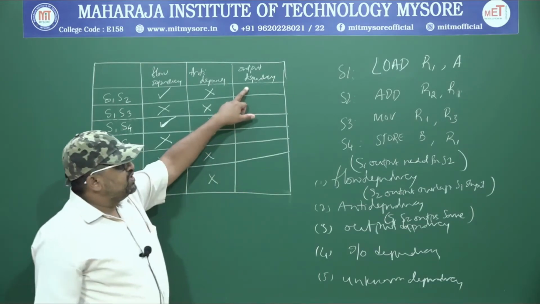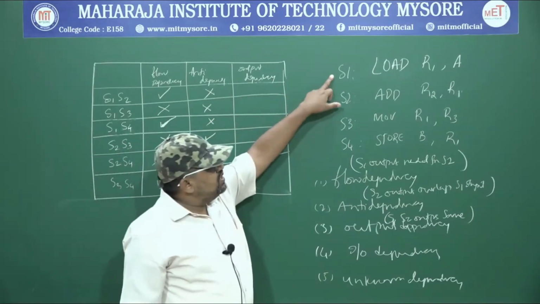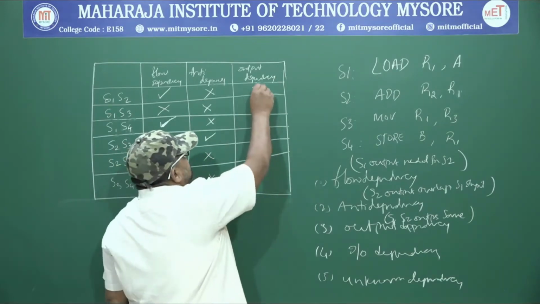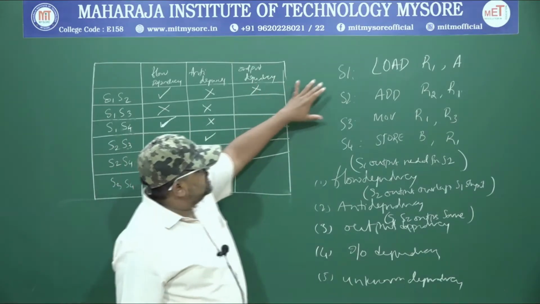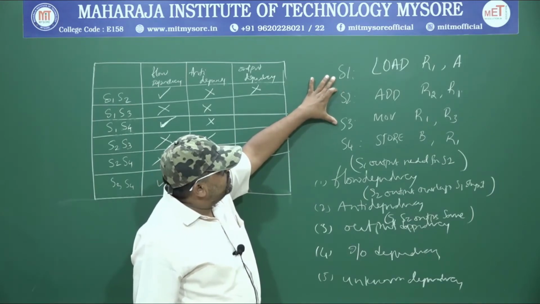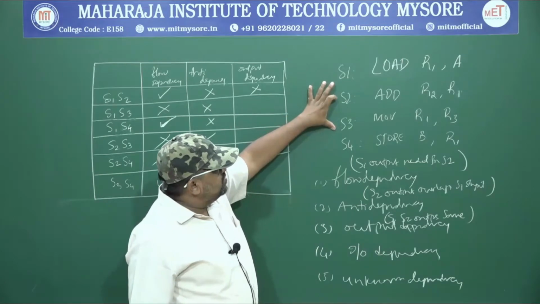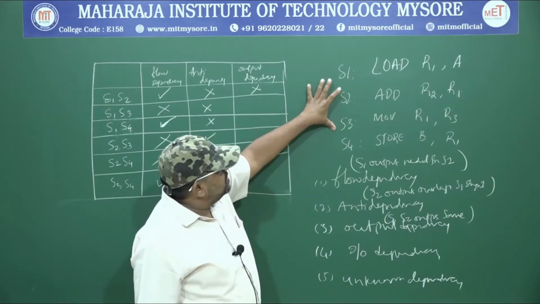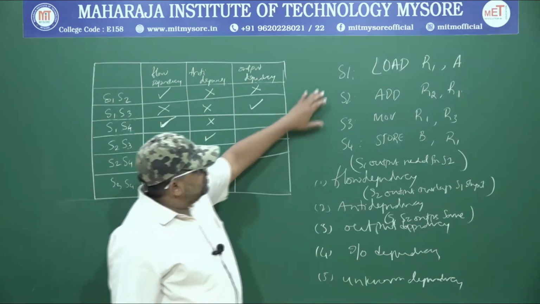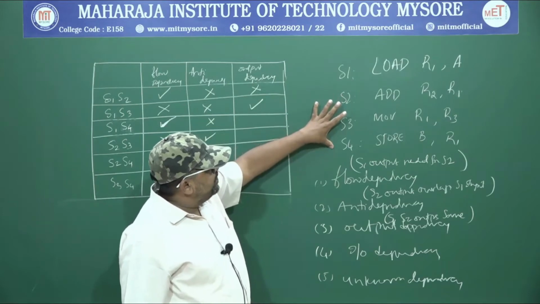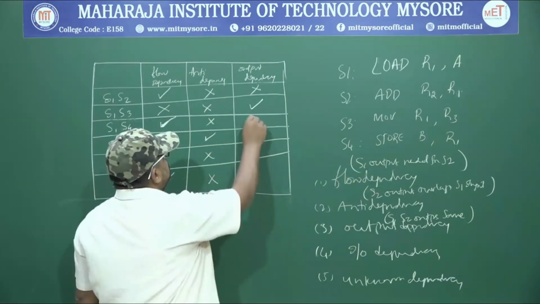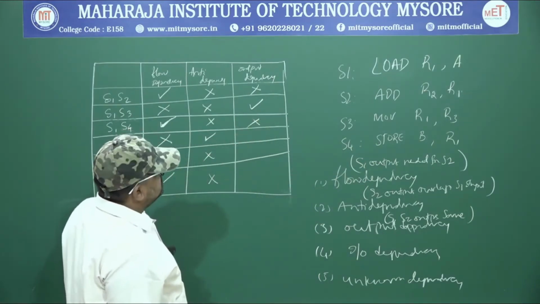Similarly, coming to the output dependency. Now what is the output of S1? R1. The output of S2 is R2. So there is no output dependency here. Similarly, S1 and S3, R1 and R1. Here the outcome of S1 is R1 and the outcome of S3 is again R1, so S1 and S3 are output dependent. Again S1 and S4, is it output dependent? No, because you are writing to a memory location. Again similarly S2 and S3.